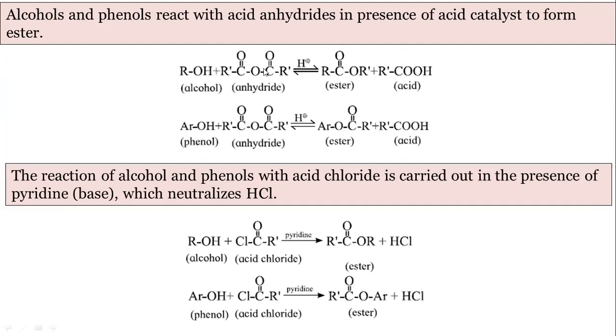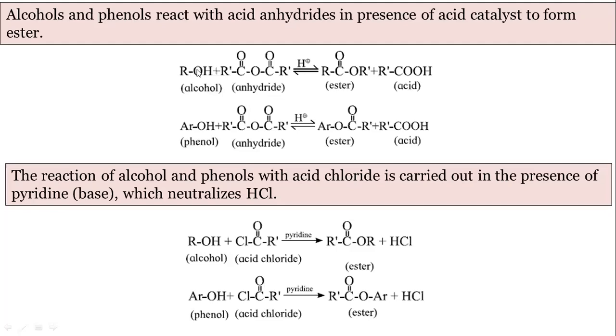Then esters can be prepared by using anhydride also, and by using acid chloride also. Means we can prepare the esters by using carboxylic acids, by using anhydrides, and by using acid chloride. Different reactions are given here. Alcohol plus anhydride again gives ester plus acetic acid. So the mechanism is important here.